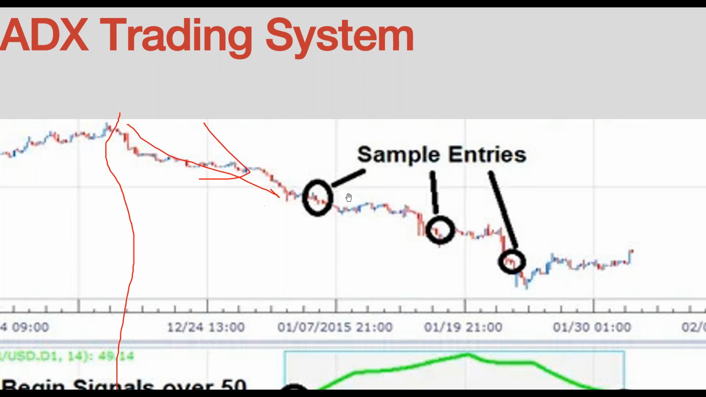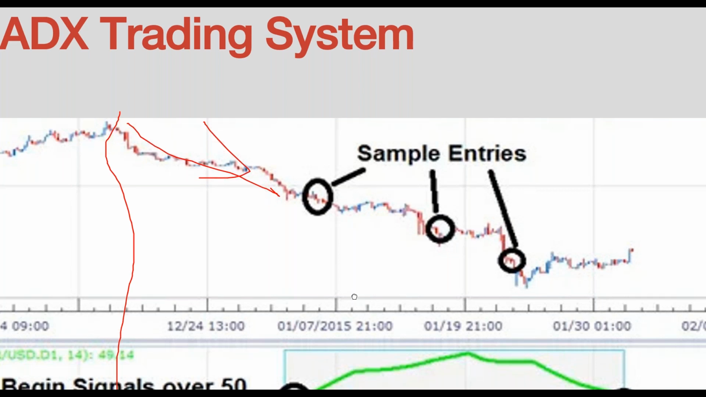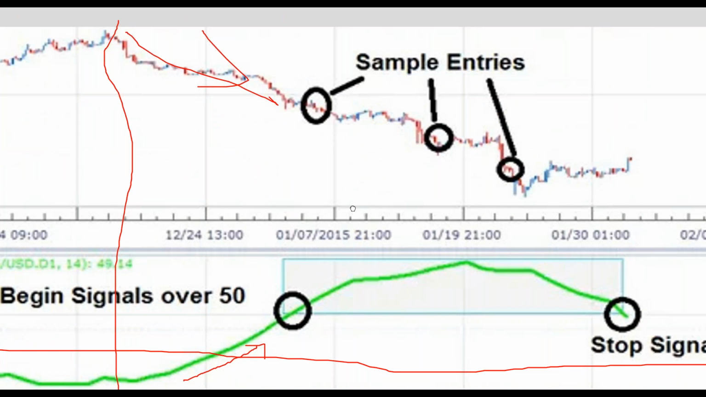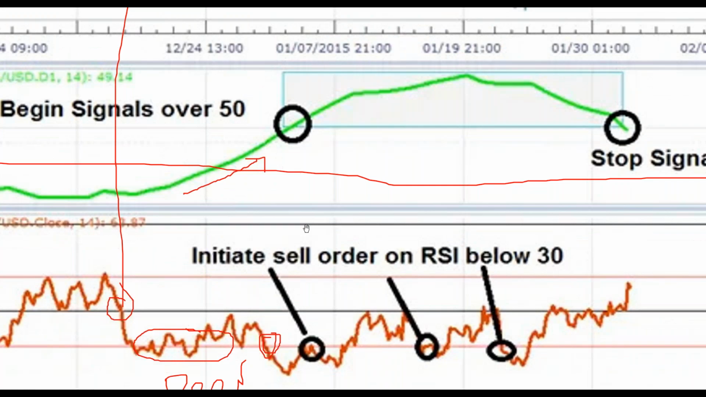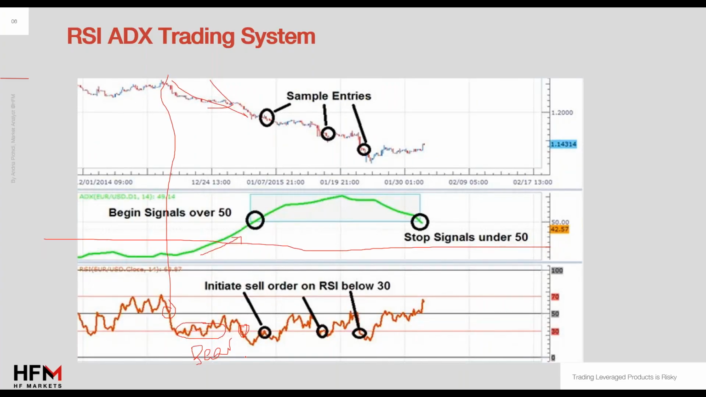You get what I mean? There are many ways. These are just some of them. So this example is using the swings and the RSI. The first entry was taken based on the fact that ADX finally broke above 50, in combination with the fact that RSI was at 30.